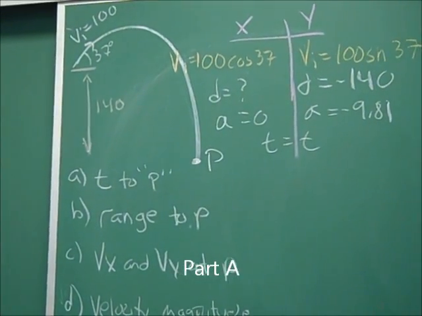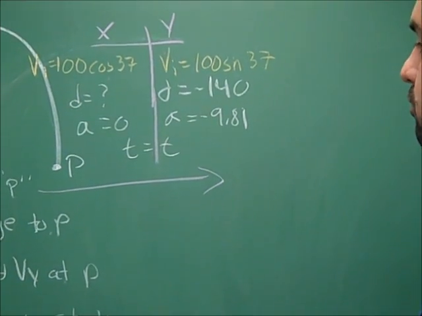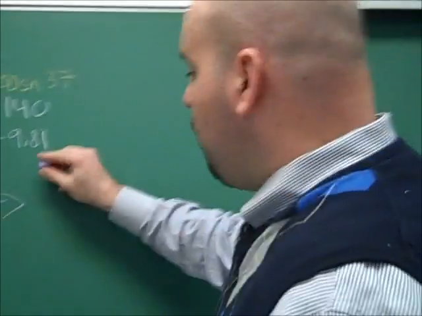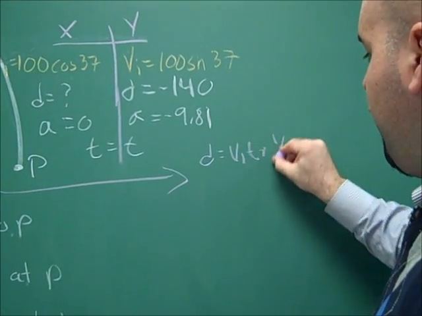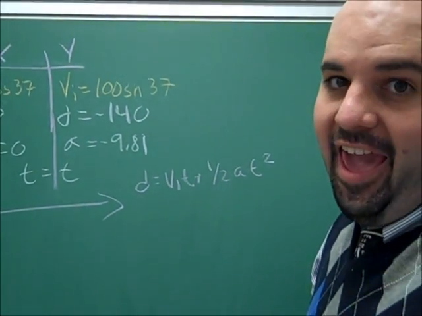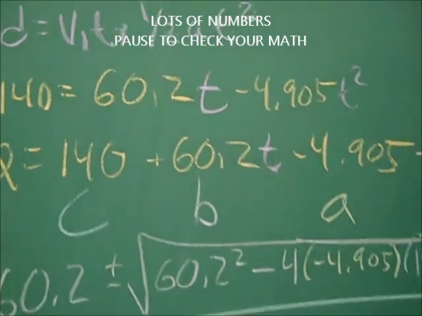Which one has more information for the time to point P? In this case, it just happens to be y. Oh, geez, it's a quadratic though. There's nothing equal to 0. So I'm going to do d equals VIT plus 1/2 AT squared. I'm going to plug in the numbers, and this is why you have pause functions in the movie player.